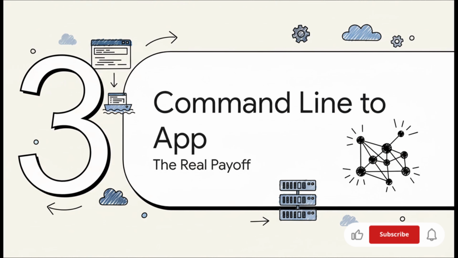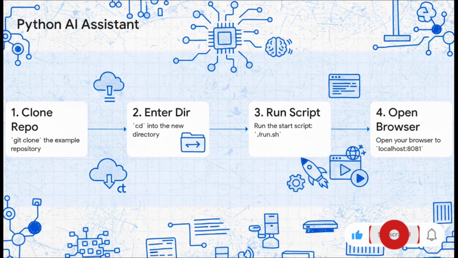Okay, typing commands into a terminal is cool and all, but what's the real payoff here? How does this actually help you build a real-world application? This is where things get really interesting. So Docker has this great little example repo just to show you how powerful this is, and getting it running is honestly a piece of cake. You clone the repo, you cd into the directory, you run one little script, and you open your browser. That's it. The script takes care of the rest using the local model we just downloaded.